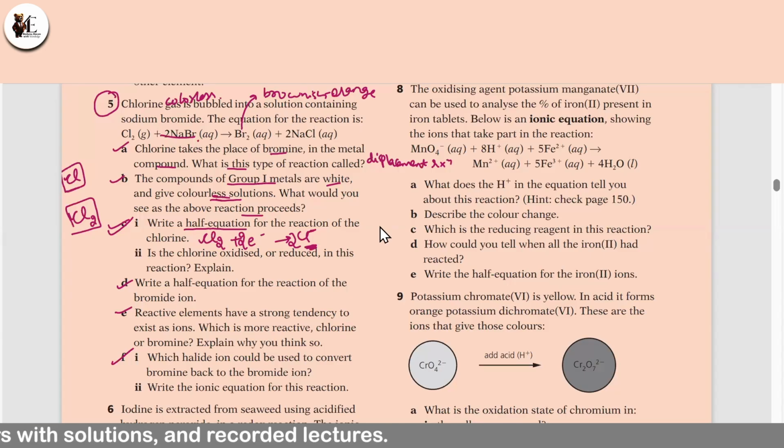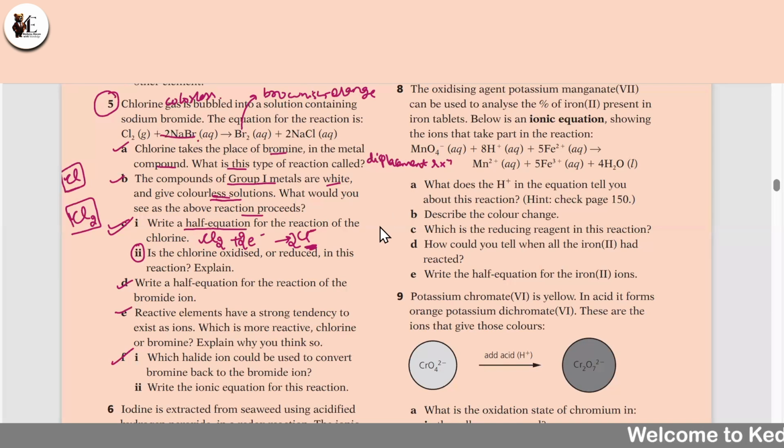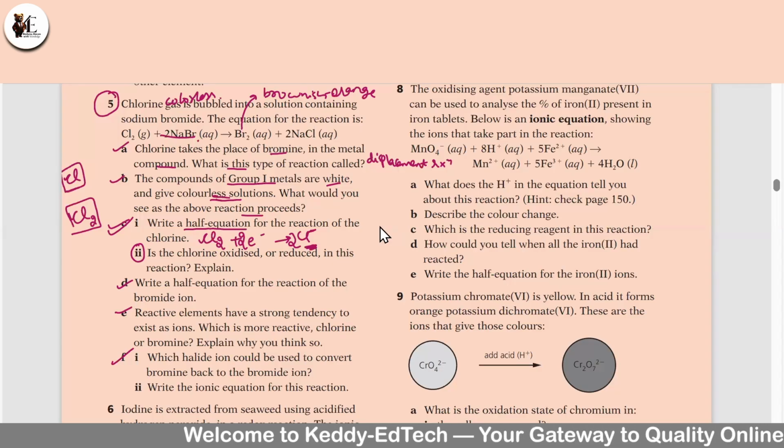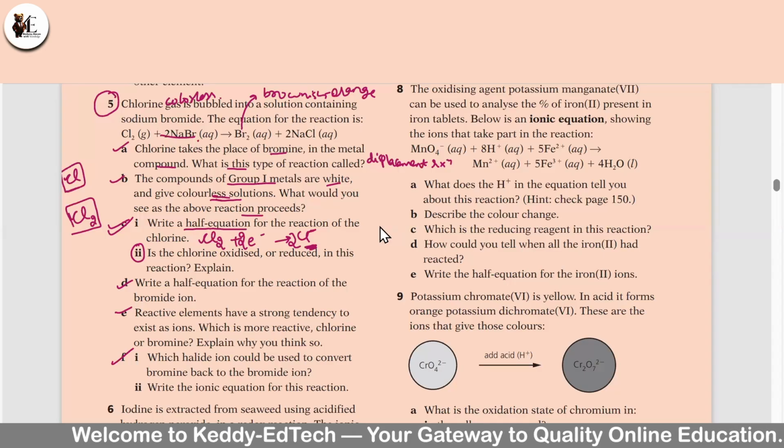Is the chlorine oxidized or reduced in the reaction? It is oxidized. Is it gaining electrons or losing electrons? It's losing an electron. Gaining electrons, right?